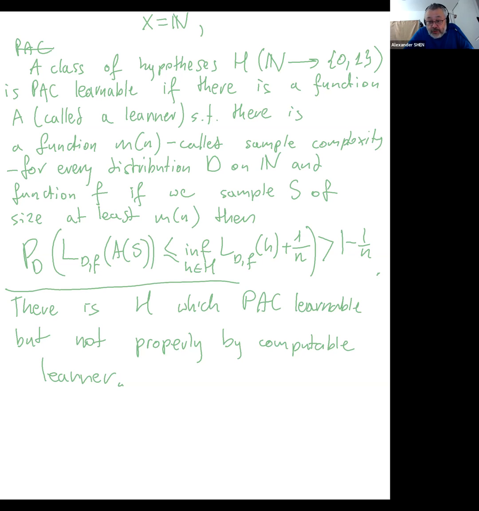Also, given a sample, we can take all hypotheses which do not contradict this forbidden behavior, and take the one which is closest to our sample. Exactly. Yes.